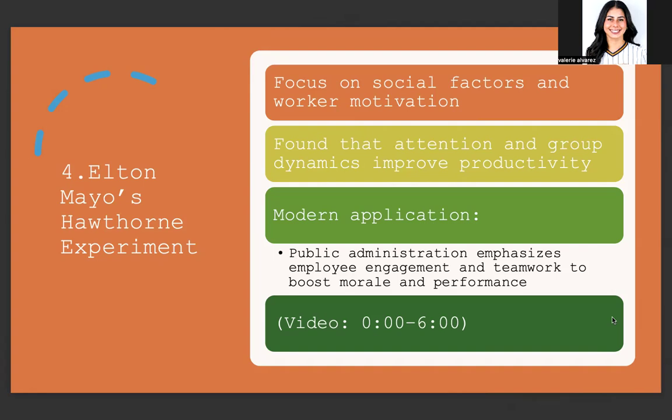These studies originally aimed to examine how lighting affected worker productivity, but surprisingly, regardless of changes in lighting, it suggested other factors were at play. He found that informal work groups, social relationships, and employee satisfaction were critical to performance and made a difference. And these findings challenged the traditional mechanistic view of workers as parts of a machine. A modern use of this application would be public administration emphasizing employee engagement and teamwork to boost morale and performance.